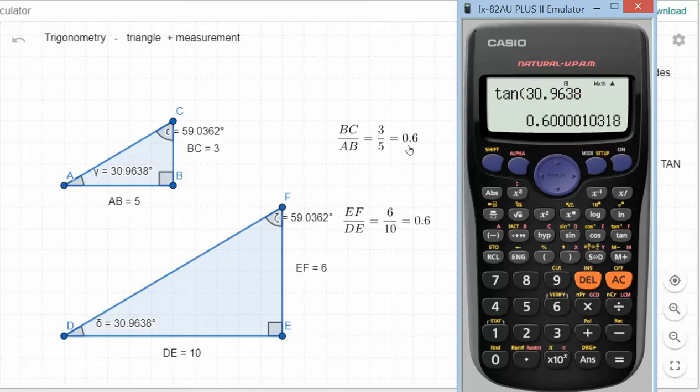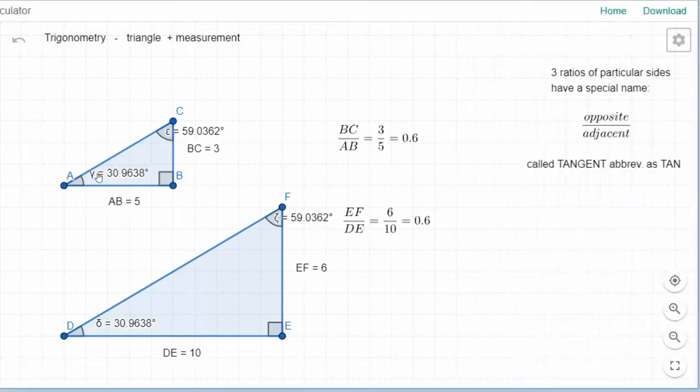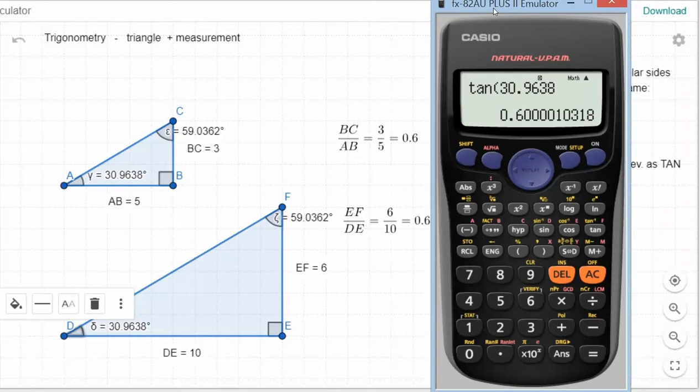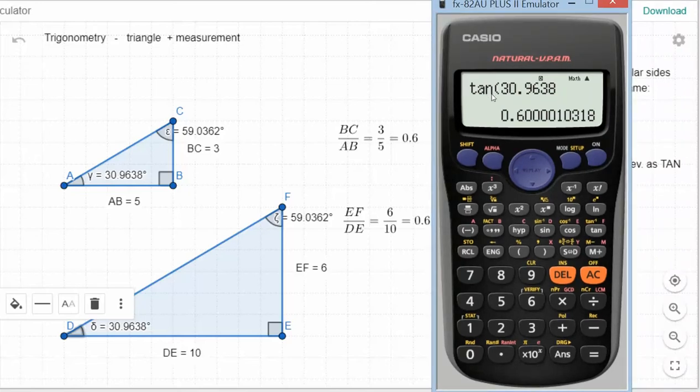So we can draw 1,000,000 of these triangles that all have a ratio of 0.6 for the opposite over the adjacent, and they all have the same angle of 30.96. So that's what trigonometry allows us. That's the basic concept. There are other ratios which I'll talk about in the next video, but there's the ratio for tan.